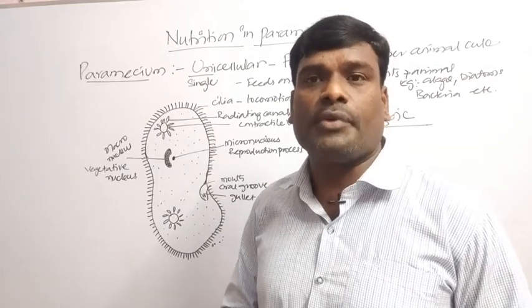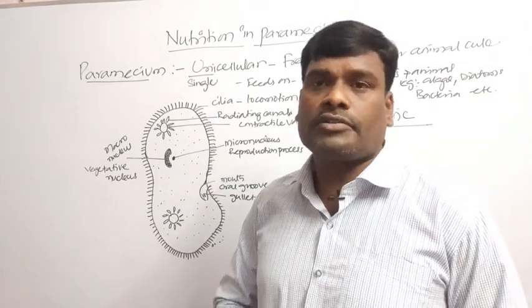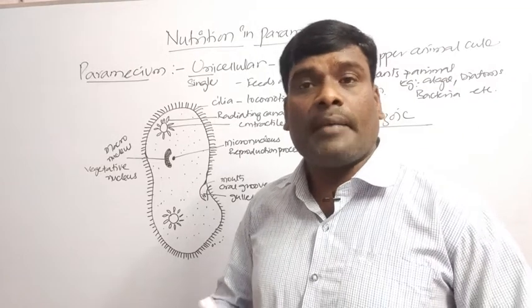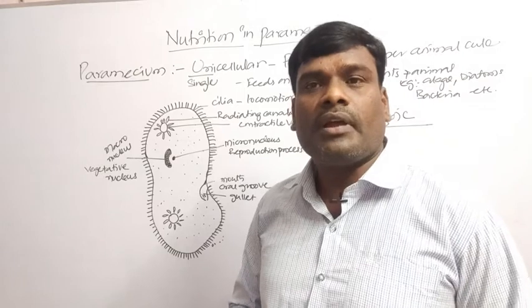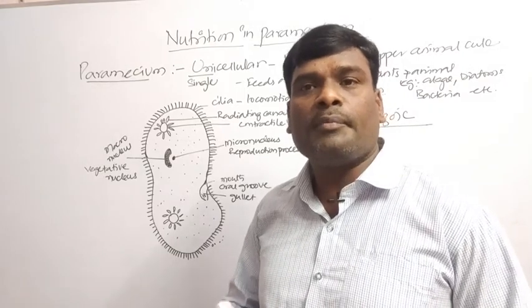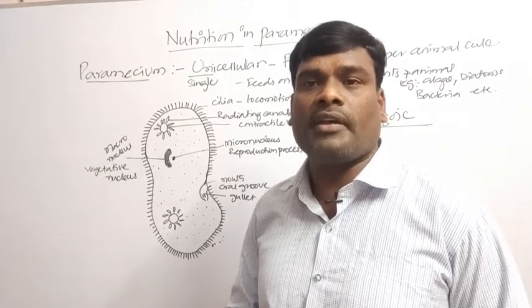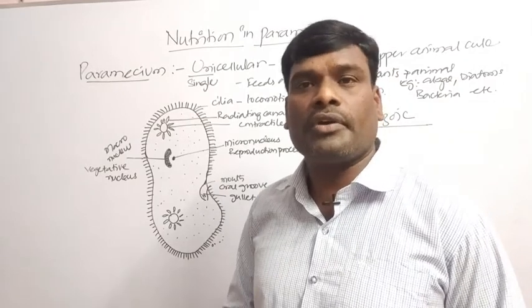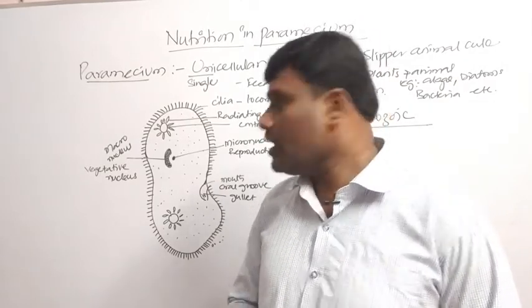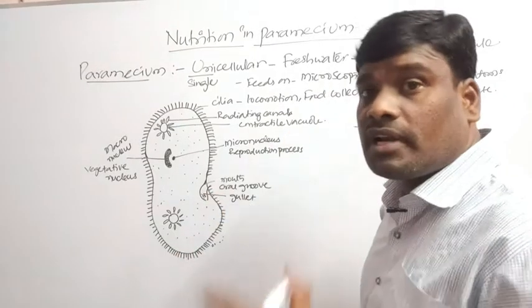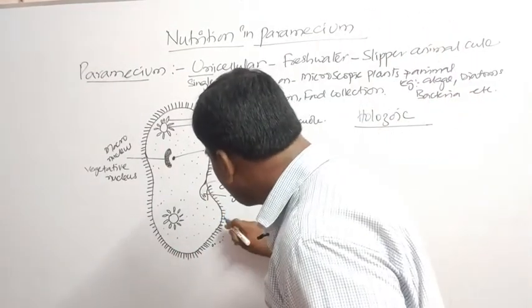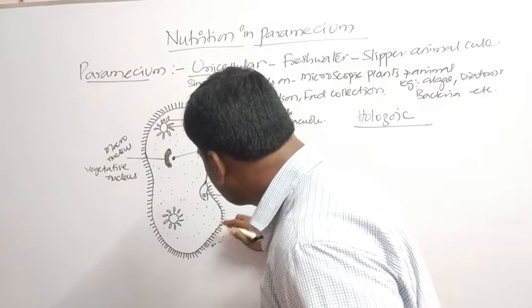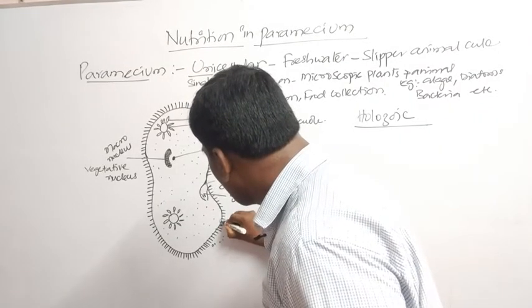So such type of nutrition we call it as Holozoic nutrition. Even in amoeba we have seen Holozoic nutrition, and even in our body, I mean human body and human nutrition is also Holozoic nutrition, children. And there is one more part here. In the posterior side, that is called the anal pore.